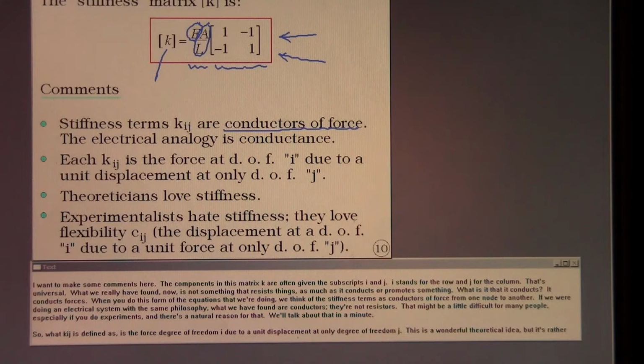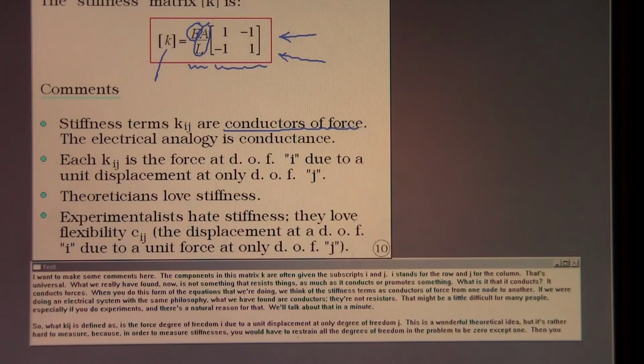And if we were doing an electrical system with the same philosophy, then what we have found are conductors. They're not resistors. And that might be a little difficult for many people, especially if you do experiments. And there's a natural reason for that. We'll talk about that in a minute.